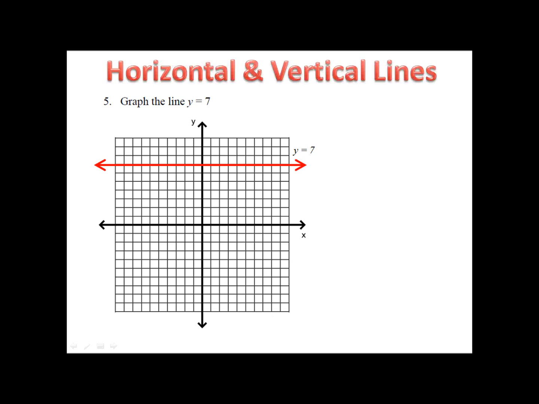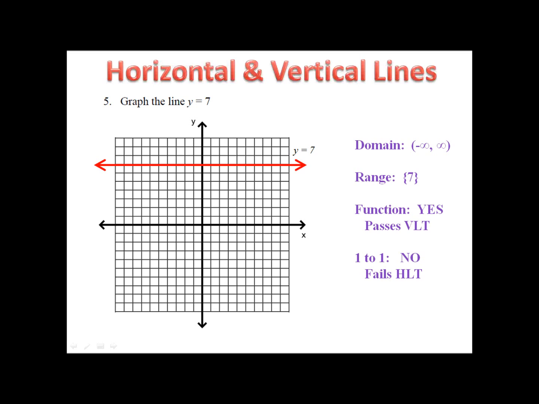The domain, because it goes left forever and right forever, is negative infinity to positive infinity. The range, the numbers that come out of this function, are simply 7. No matter what x value I plug in, the result is a 7. It is a function because it passes the vertical line test, but it does not pass the horizontal line test. This graph is not 1 to 1.